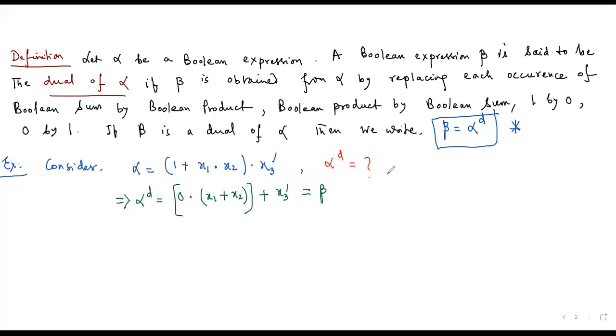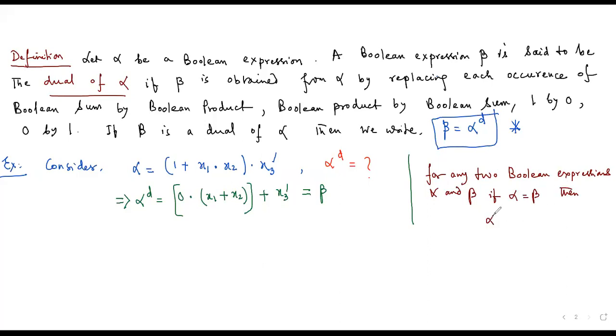And you also have to know this particular result: for any two Boolean expressions alpha and beta, if alpha equals beta, then the dual of alpha and the dual of beta are also the same. It can easily be proved. Okay, so this is the thing that you have to know quite well.